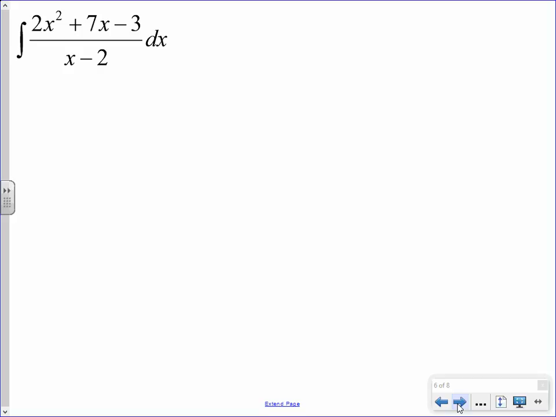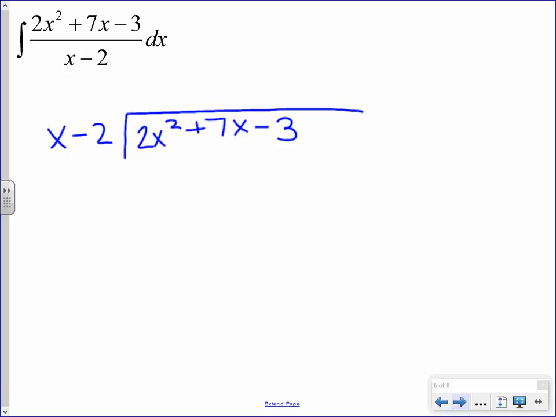If we have an improper fraction, we can't take the antiderivative right now. We can see that u substitution is not going to work. Here we have 2x squared plus 7x minus 3. If we let that equal u, nothing matches up with that. But what we can do is actually divide an improper fraction. So let's flash back to Algebra 2. We're going to actually do some long division here.